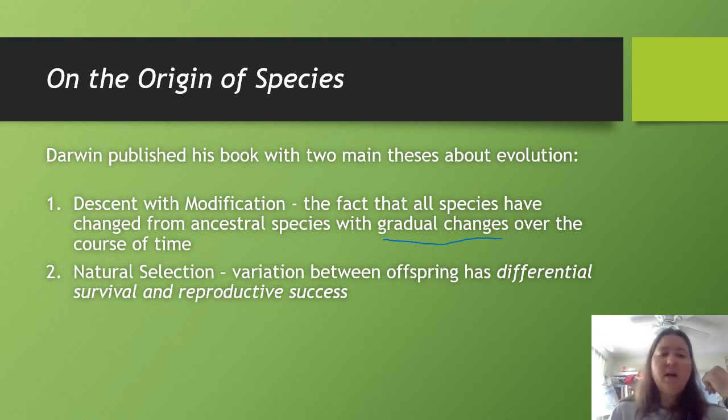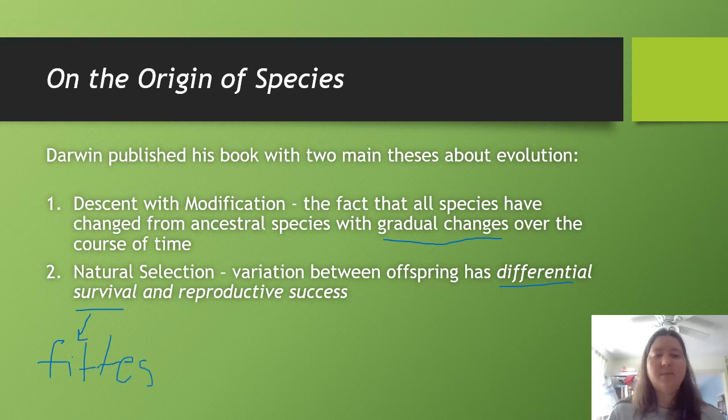Natural selection is the other idea, and a lot of times people get confused, or they think evolution and natural selection are the same thing. Natural selection is the process by which evolution happens. So natural selection is based on the variation between offspring, and they have differential survival, which basically means that some survive better than others. That's the whole survival of the fittest thing. So that's where that survival of the fittest phrase comes from.